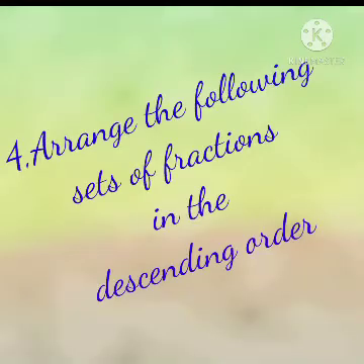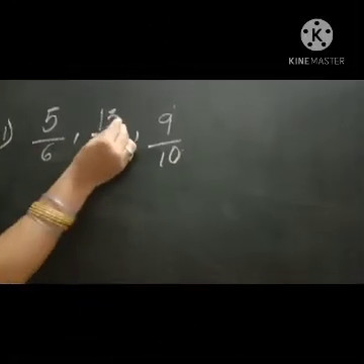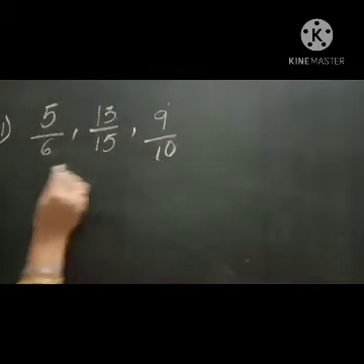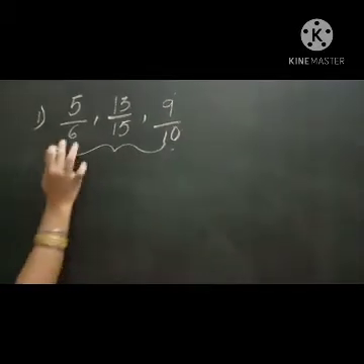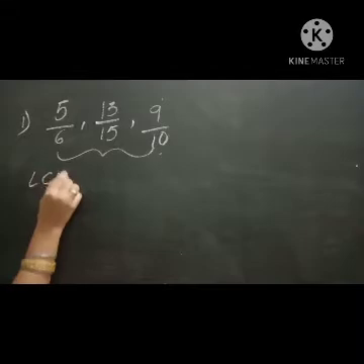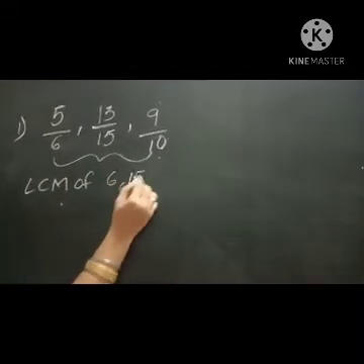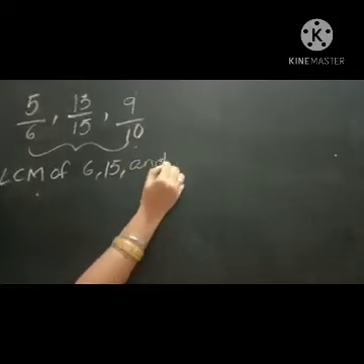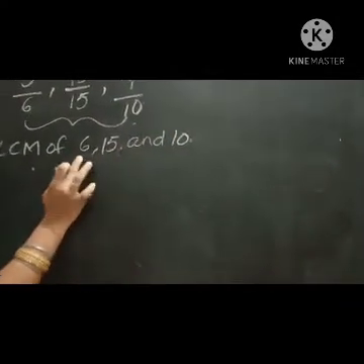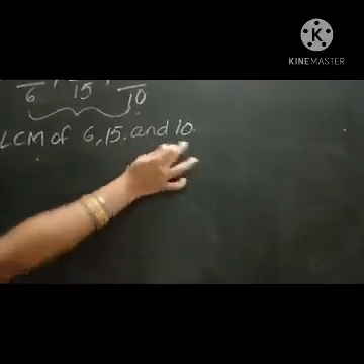And fourth Roman, arrange the following sets of fractions in descending order. Now here we are going to write the fractions in descending order. Here 5/6, 13/15, 9/10. Again we have to find the LCM of these 3 numbers. LCM of 6, 15 and 10.